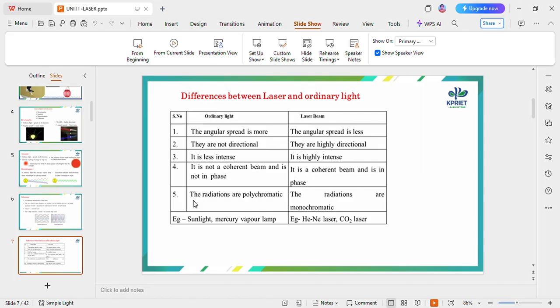So we'll summarize the difference between laser and ordinary light. In ordinary light the angular spread is more, it is not directional, it is less intense, it is not a coherent beam and not in phase, and the radiations are polychromatic. Examples of ordinary light are sunlight and mercury vapor lamp. Whereas in the laser beam, the angular spread is less, it is highly directional and highly intense. It is a coherent beam and is in phase. The radiations are monochromatic. We can take the examples of helium neon laser, CO2 laser, and argon laser.